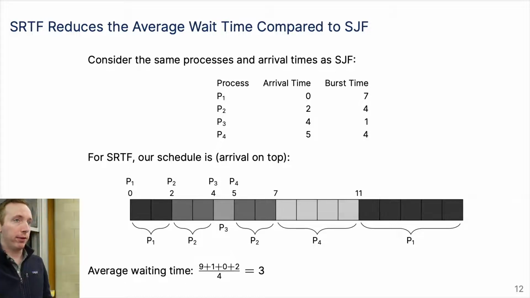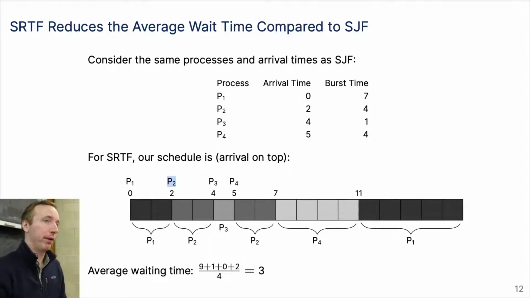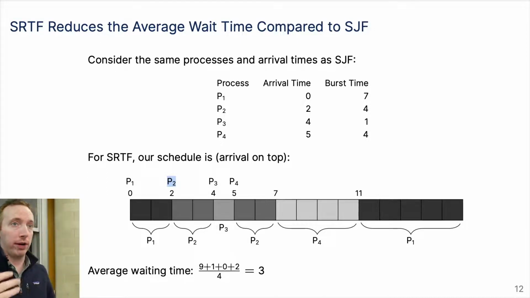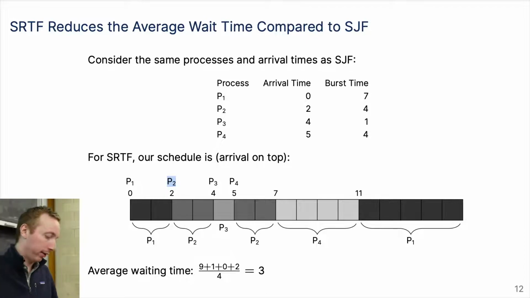So we would run it for 2 time units until process 2 comes on. At t equals 2, when process 2 wants to start, we would pick the shortest remaining time first. P1 still has 5 time units left to execute because it takes 7 and it already executed for 2. So it has 5 left. And then process 2 has 4 time units remaining. So we would context switch out P1 and start executing P2.